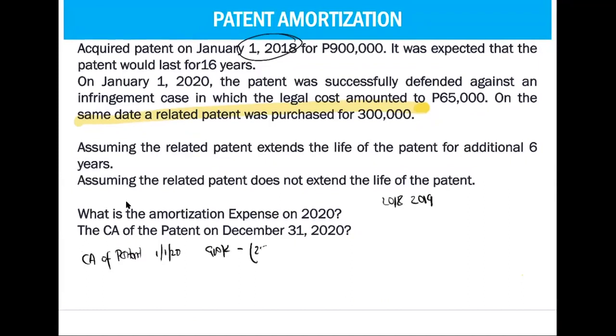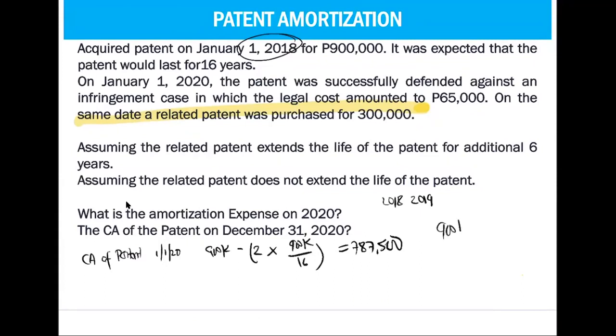So 2 years. How much is our annual amortization again? 2 multiplied by 900,000 divided by 16. So what is the carrying amount of your patent on January 1, 2020? So we have here 14 over 16 multiplied by 900,000. We have 787,500.